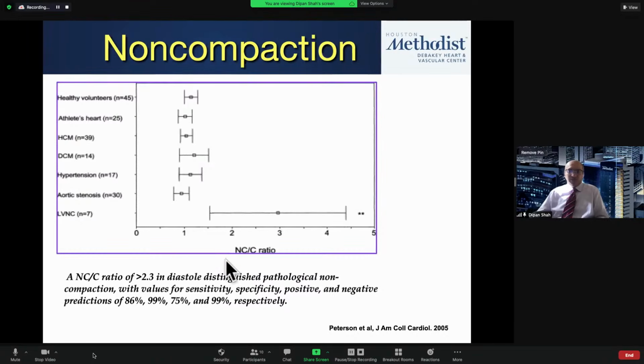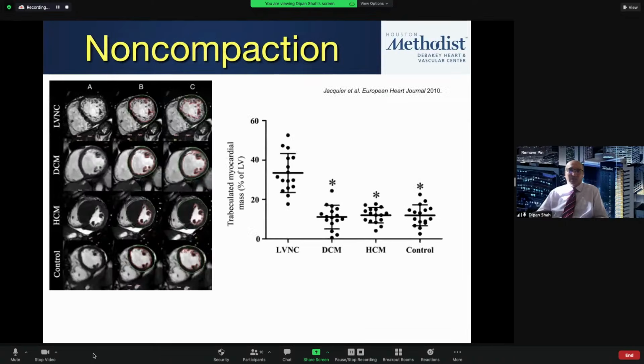And in fact, in this particular study by Peterson and colleagues, they found that using a threshold of 2.3 to 1 seemed to provide reasonably good sensitivity and specificity for identifying LV non-compaction. Now, one of the issues, though, is that this phenotype can also occur even in normal patients or in athletes as well.